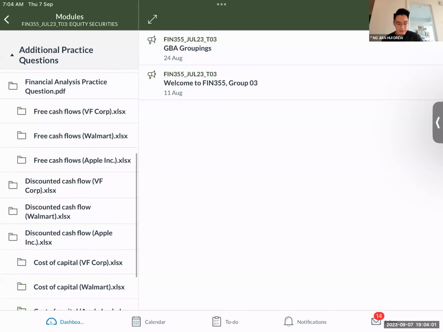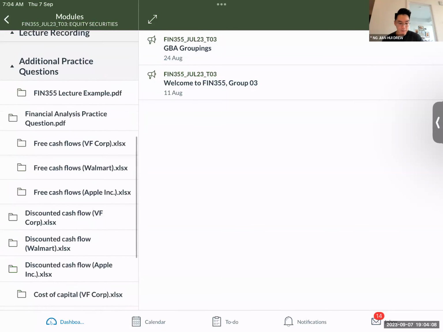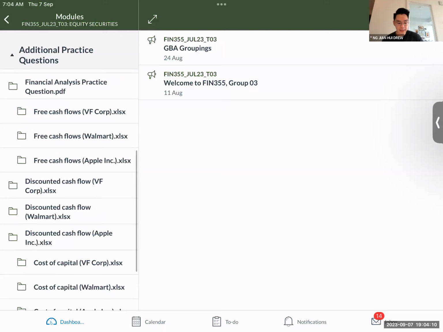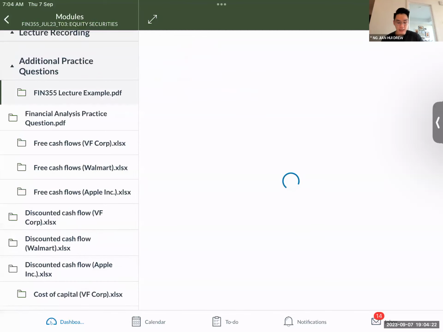From financial analysis practice question all the way down, you'll see all the practice questions. So financial statement analysis, this is lecture 1, practice question, additional practice. And then free cash flow, you can do it from this lecture onwards. All right. And for this, there is this thing called lecture example.